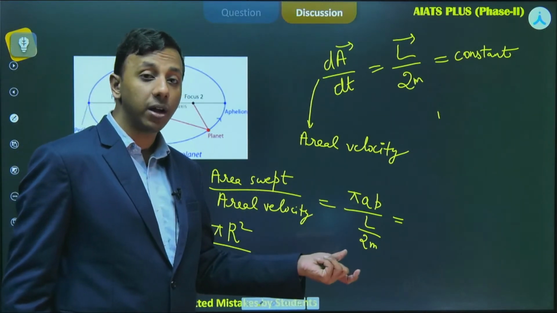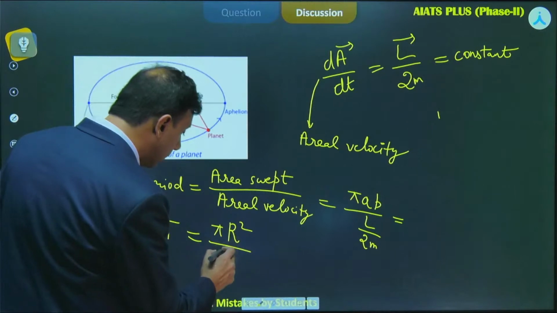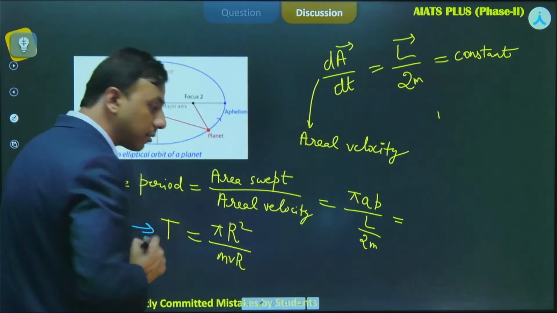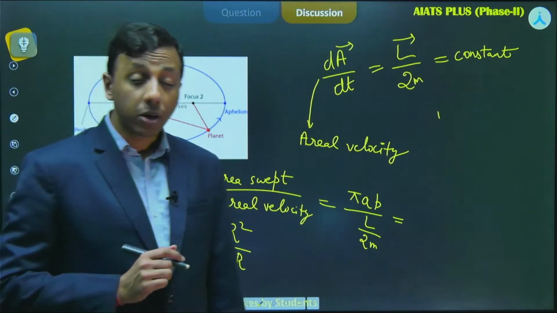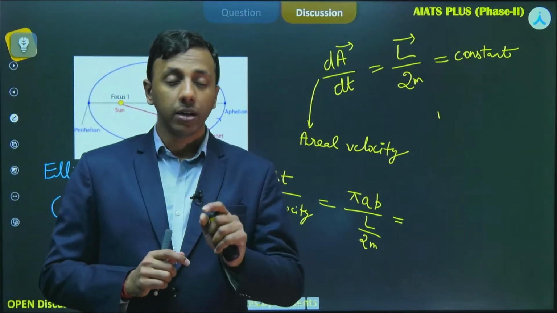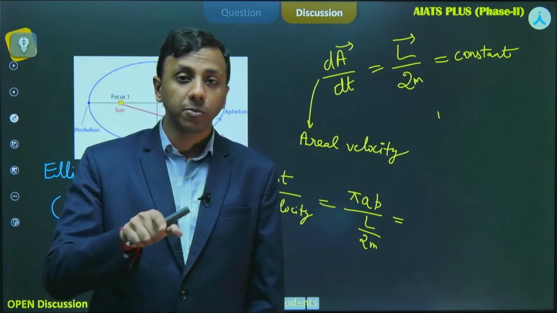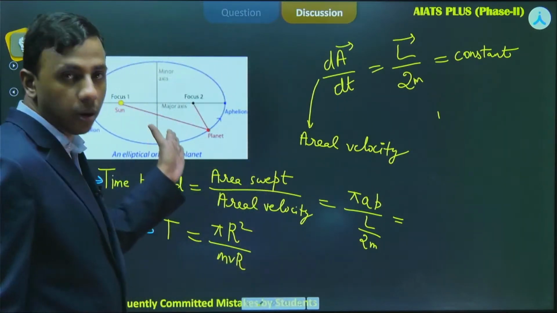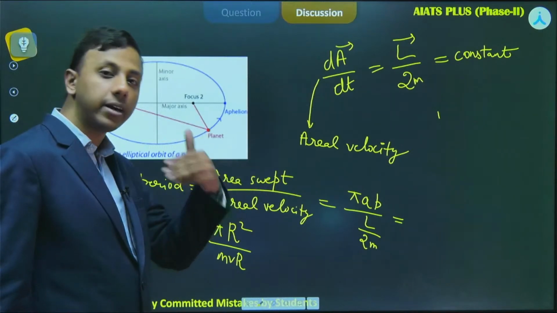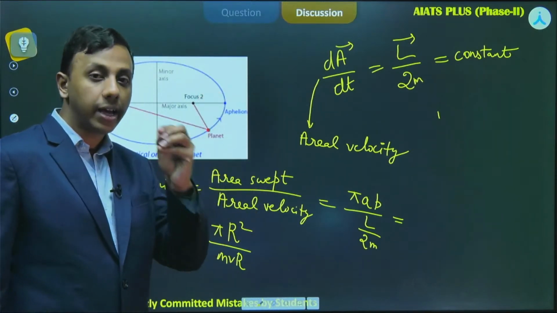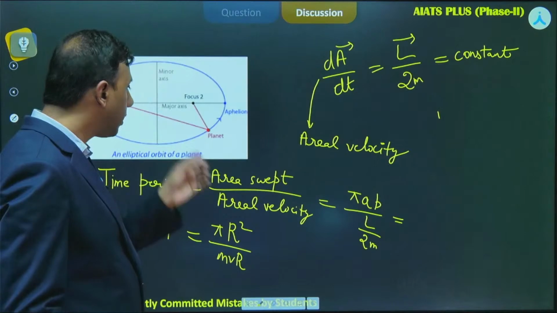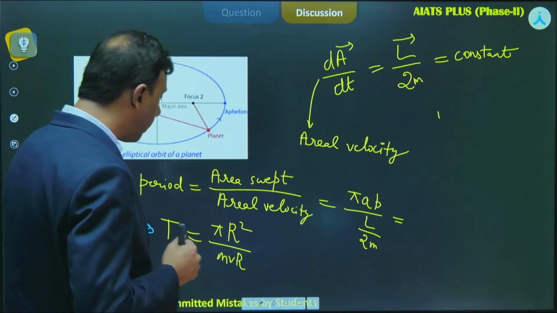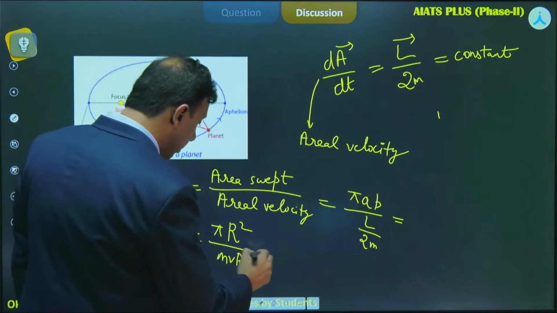And L, what was the formula? L is mvr. Why mvr? Because in a circular orbit, the velocity vector will always be perpendicular to the radius vector. But in the elliptical case that was not the case. So there we won't directly write mvr. We have to take the angle also, because velocity and radius vector are not perpendicular. You can check my previous explanation as well.